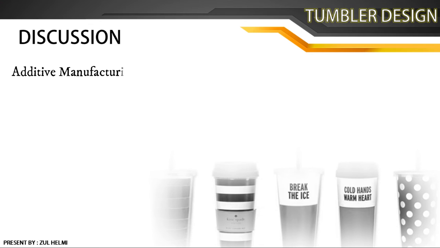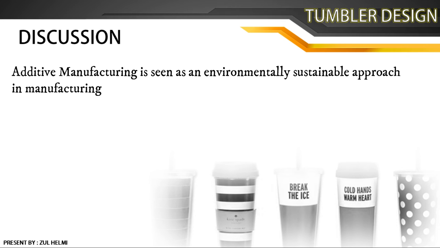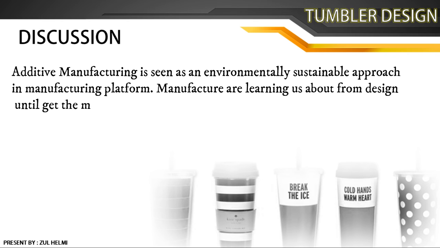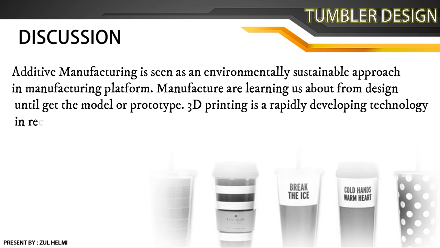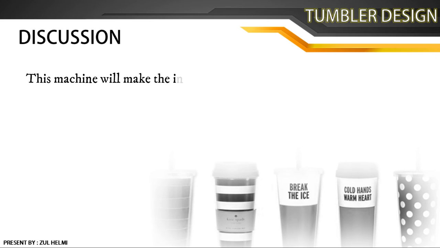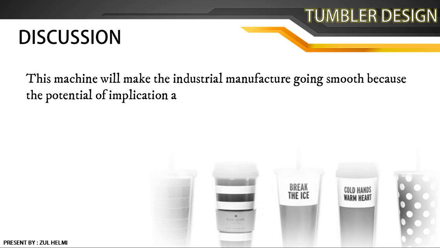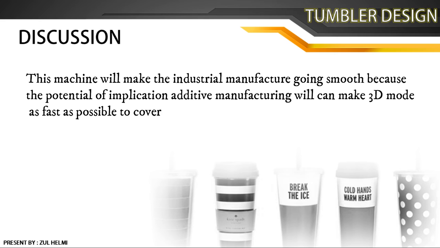Our discussion for this project. Additive manufacturing is seen as an environmentally sustainable approach in the manufacturing platform. Manufacturers are learning about it from design until getting the model or prototype. 3D printing is a rapidly developing technology in recent years that makes things easier for users. This machine will make industrial manufacturing go smoothly, because the potential implementation of additive manufacturing can make 3D models as fast as possible to cover problems and work in many industries.